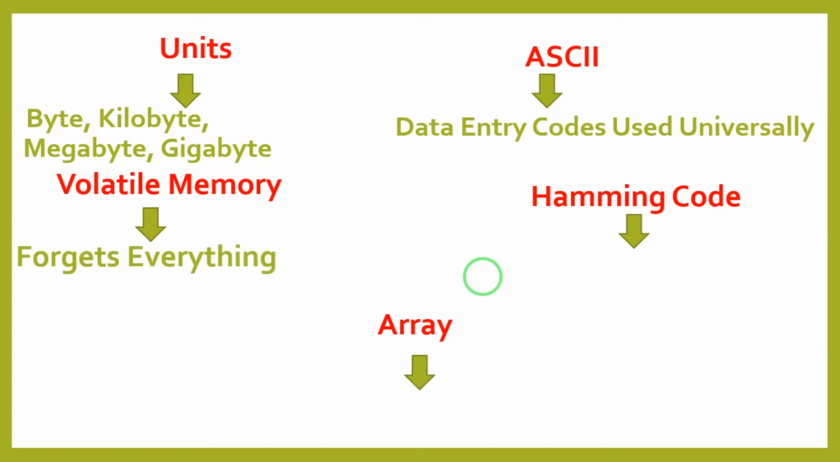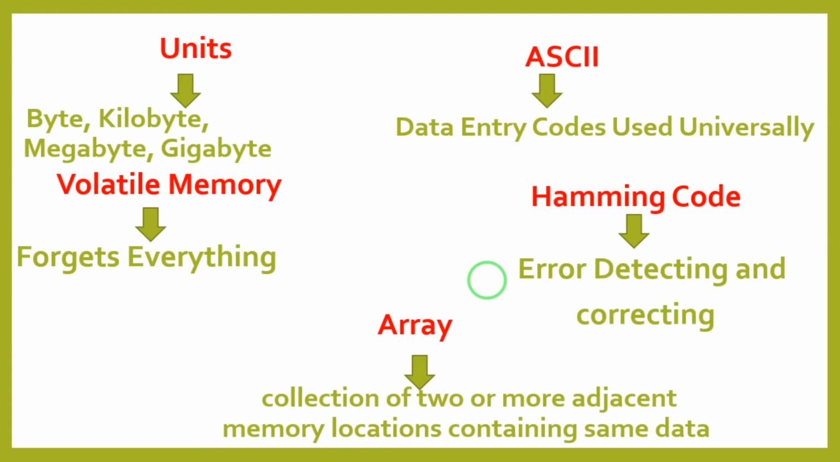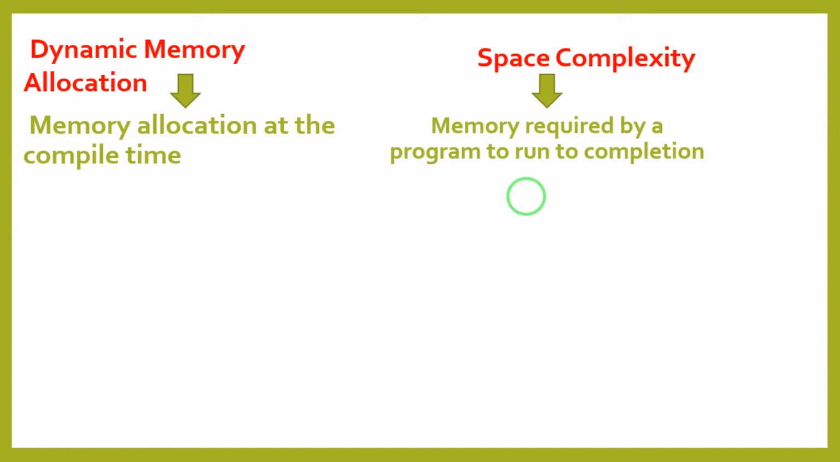What is volatile memory? It is the memory which forgets everything when we switch off the power of the computer. Hamming code. It is an error detecting and correcting code. Array. It is a collection of 2 or more adjacent memory locations containing the same data. What is dynamic memory? It is memory allocation at run time. Space complexity. It is the memory required by a program to run to completion.